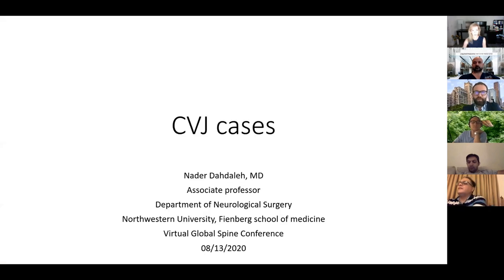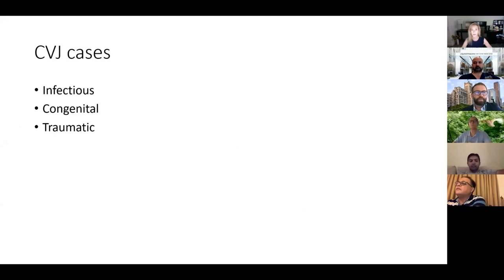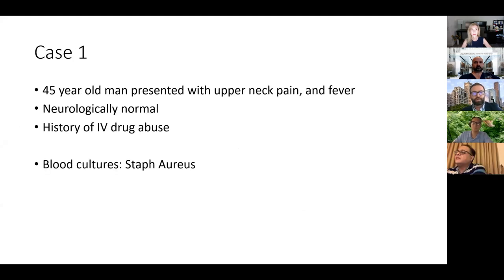Okay, I have a few cases. I'll probably have half an hour to present. So today we'll be talking about a few craniovertebral junction cases. Not all of them are quite complex, but they're pretty different. I tried to put together a variety of cases: infectious, congenital, and traumatic. We'll start with this one.